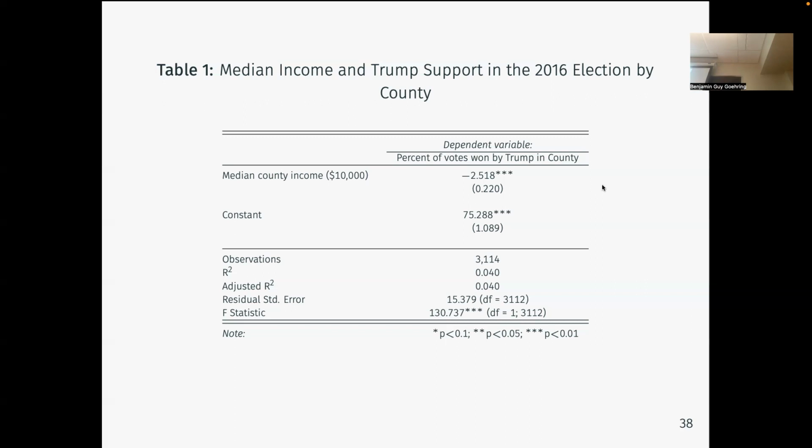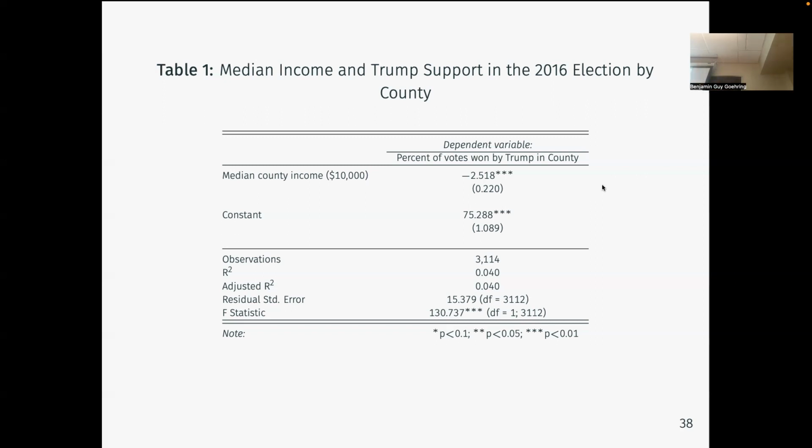Other interesting things here. The residual standard error is saying, let's see if I can get this right. On average, the length of a green line is 15 percentage points. Percentage points because that's the unit of our y-axis. So on average, the difference between our blue line and our dot is 15 percentage points.